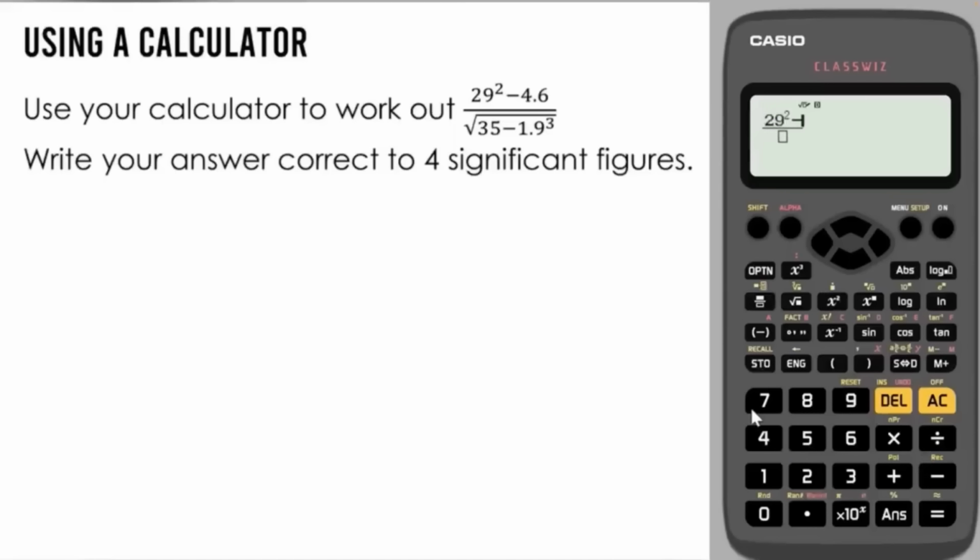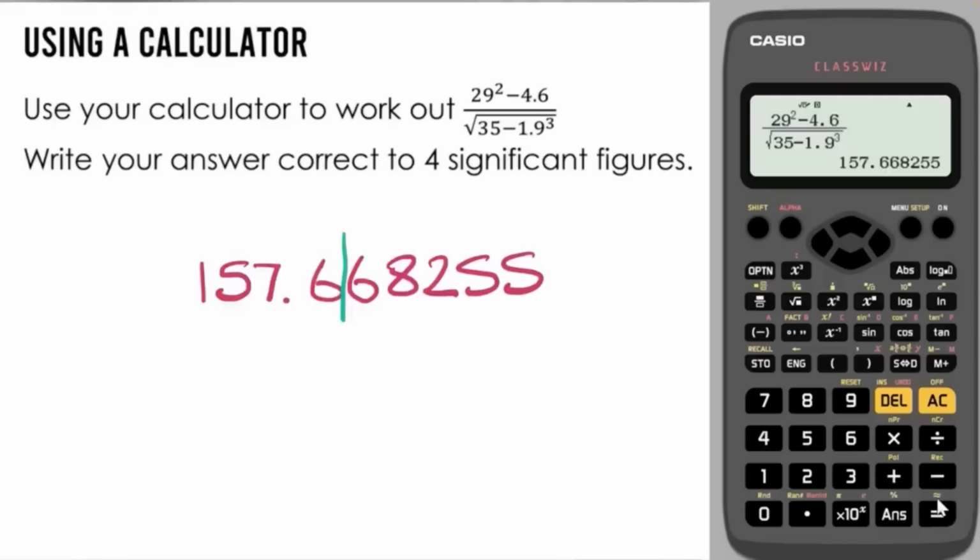You can use the squared button or you can use the empty power button, which I'll use in just a second. We've got our square root button we need to know how to find. And then again, just typing it all in, just being careful if you need to come out of the square root. But once you've done that, we can write our answer out. This one wants it to 4 significant figures. So we'll chop that after our 4th number and round it as we need to.